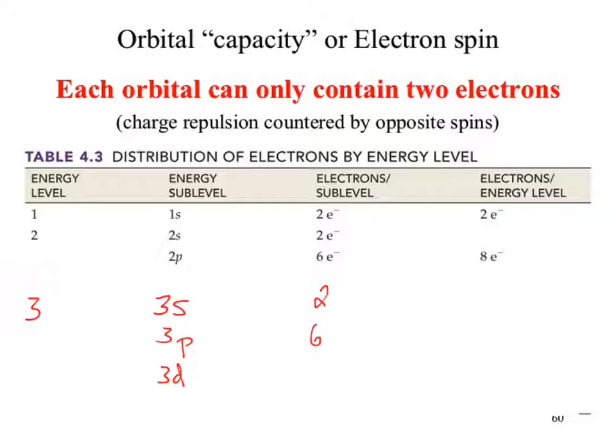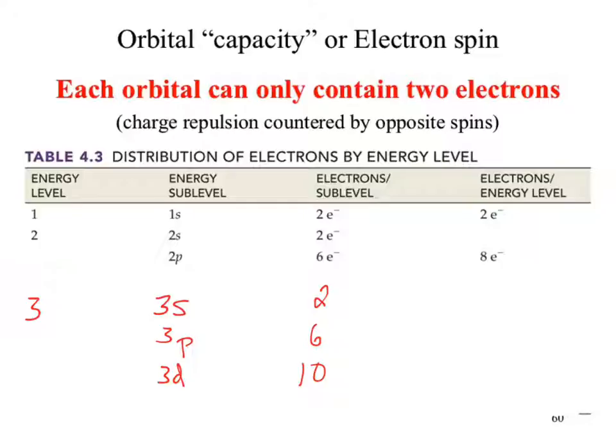Why do we get 6 electrons? There's 3 orientations. Each orientation gives it 2 electrons. 2 times 3, 6. D, 10. How many electrons in the energy level? The energy level is referencing, if we go all the way back to the table, the 3 in front. So of all of these things written here, where is the 3 written in front? 3s, 3p, 3d.